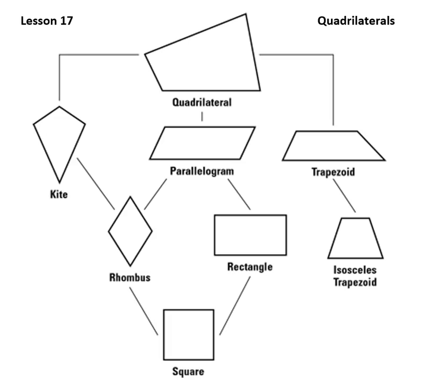This tutorial is for 5th grade, Module 5, Lesson 17. In this lesson, we're going to review the properties of quadrilaterals. Well, first of all, a quadrilateral refers to any polygon that has 4 sides.